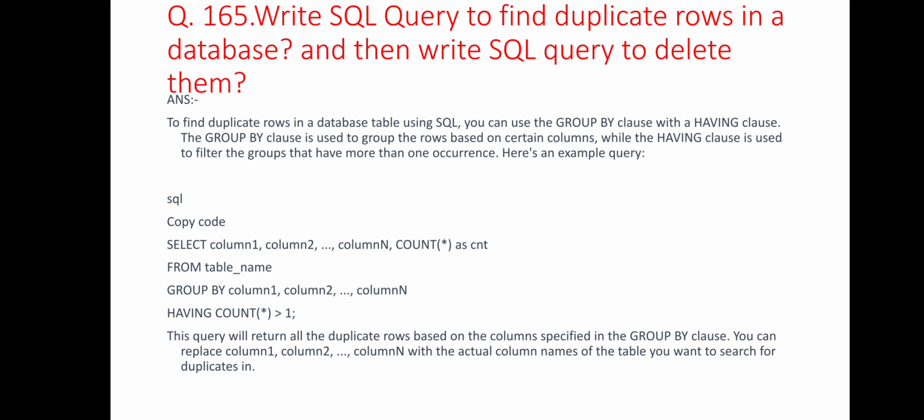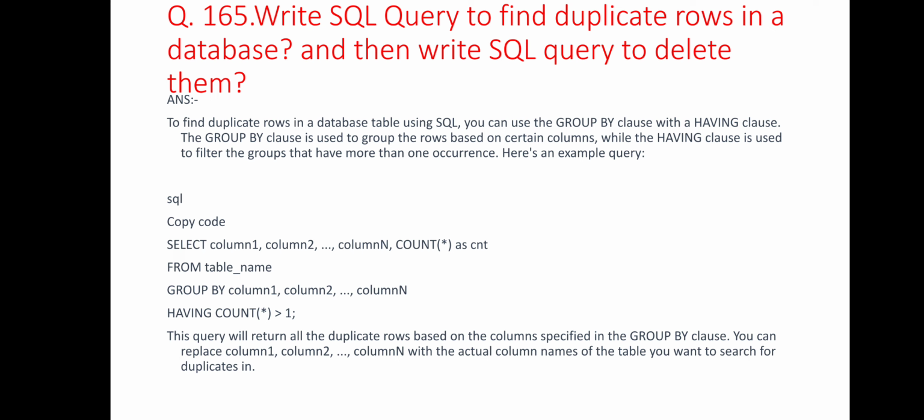This is the SQL code. Select column 1, column 2, till column n, count all asterisk in brackets as CNT from table underscore name, group by column 1 up to column n, having count all is greater than 1. This query will return all the duplicate rows based on the columns specified in the group by clause.